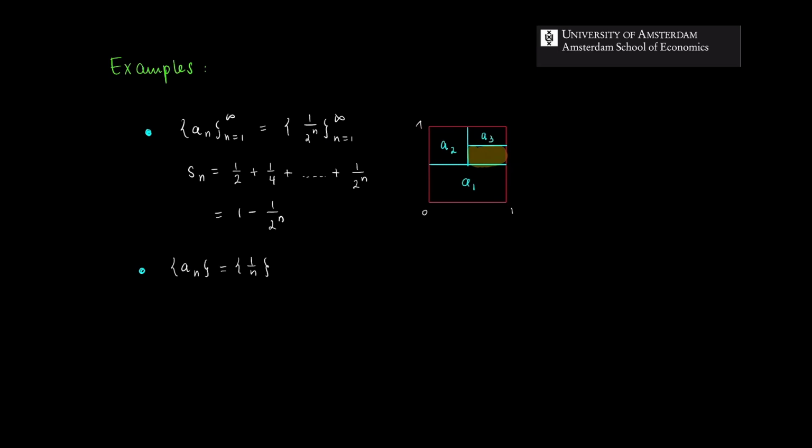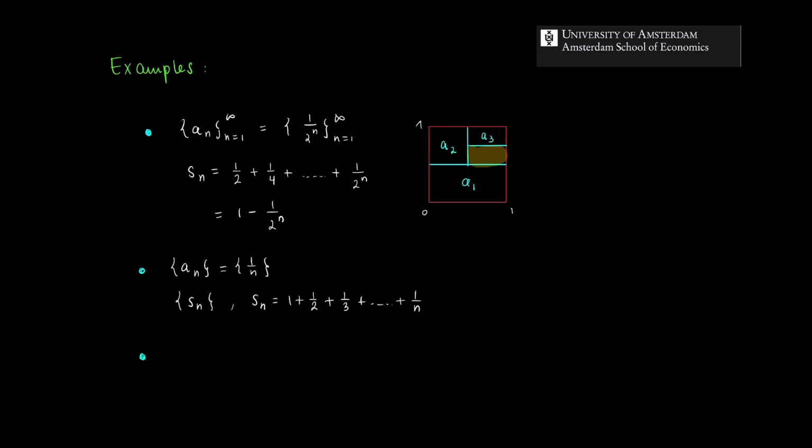Another example is the so-called harmonic sequence, where we have A_n equal to 1 over n. So then the S_n is 1 plus a half plus 1/3, etc. until the nth element 1 over n.